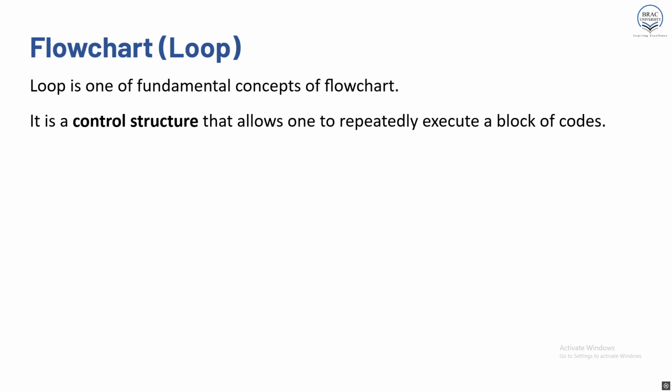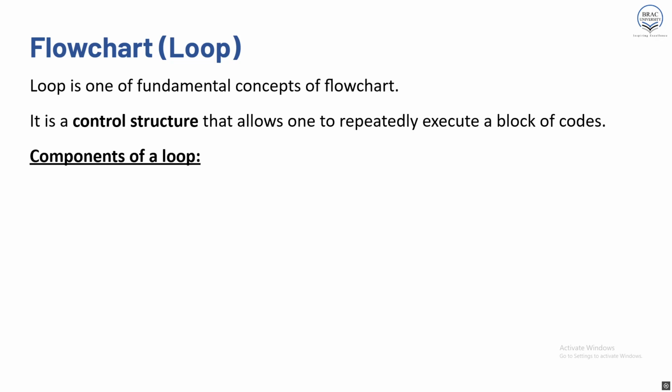In today's video, I will be talking about one of the fundamental concepts of flowchart, which is loop. If we want to do a repetitive task, we simply use loop. You do not need to learn any new shape of flowchart to understand this loop. With the help of rhombus or diamond shape control structure, which we saw in the previous video, we can repeatedly execute a block of code.